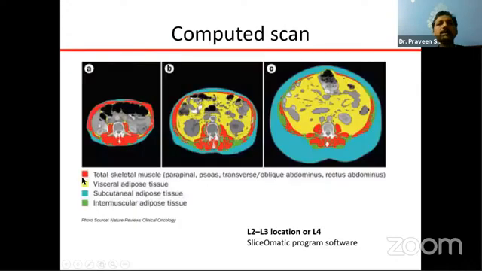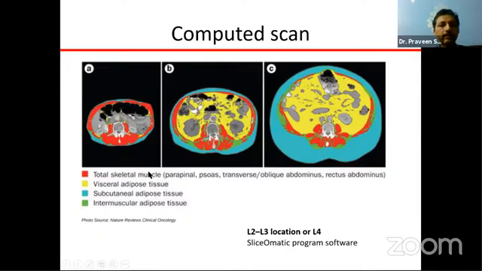Now we have the imaging methods, which are now considered the gold standard. We have both the computed scan and the MRI scan. In the computed scan, we do not require any contrast. It's a single slice method where most people take it at L4, but there are studies that L2 and L3 are better than L4. So by CT scan, it is a programmed method.